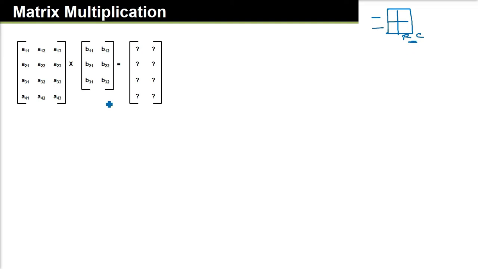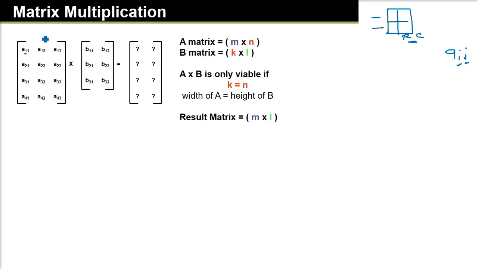So in matrix multiplication, the most important thing is the dimension. We represent each element of a matrix like A, I, J. I represents the row and J represents the column. So when we do matrix multiplication, the first thing is, what is the dimension of the first matrix? And the second matrix, what is the dimension? So if you say this is an A matrix with M cross N dimension, the second matrix is say K by L.